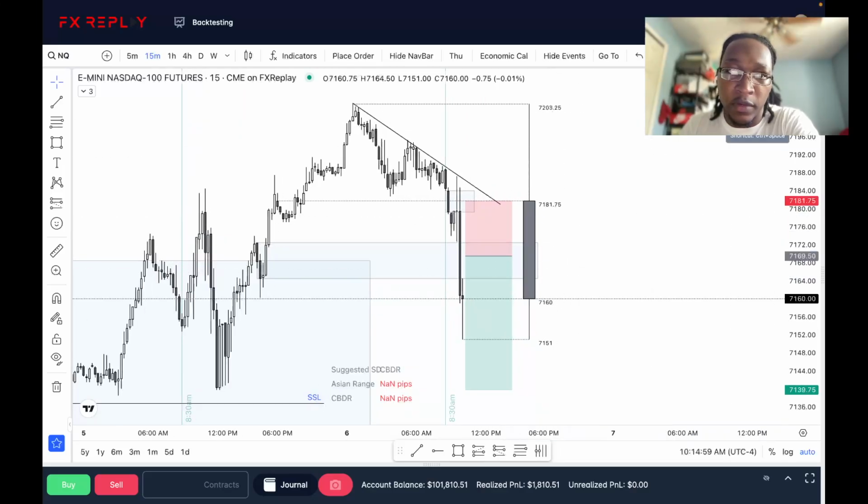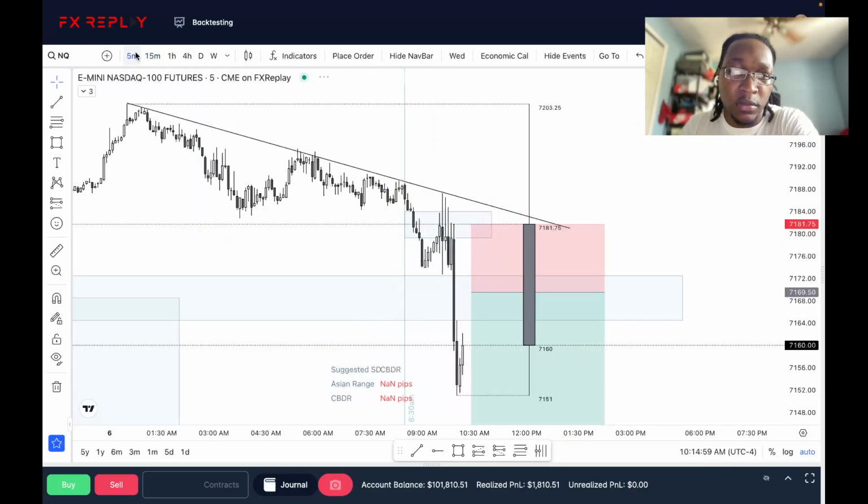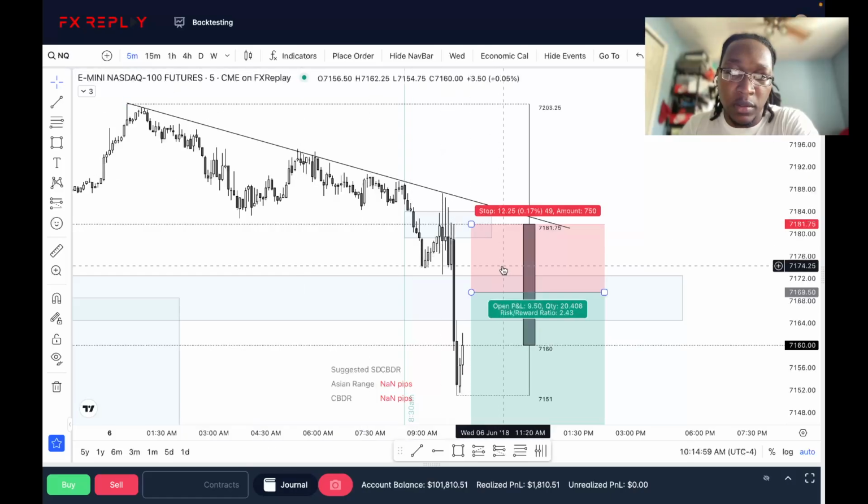Let's see if we create a fair value gap though. This may be a bigger time frame trade, but in a 5 minute, it's there.